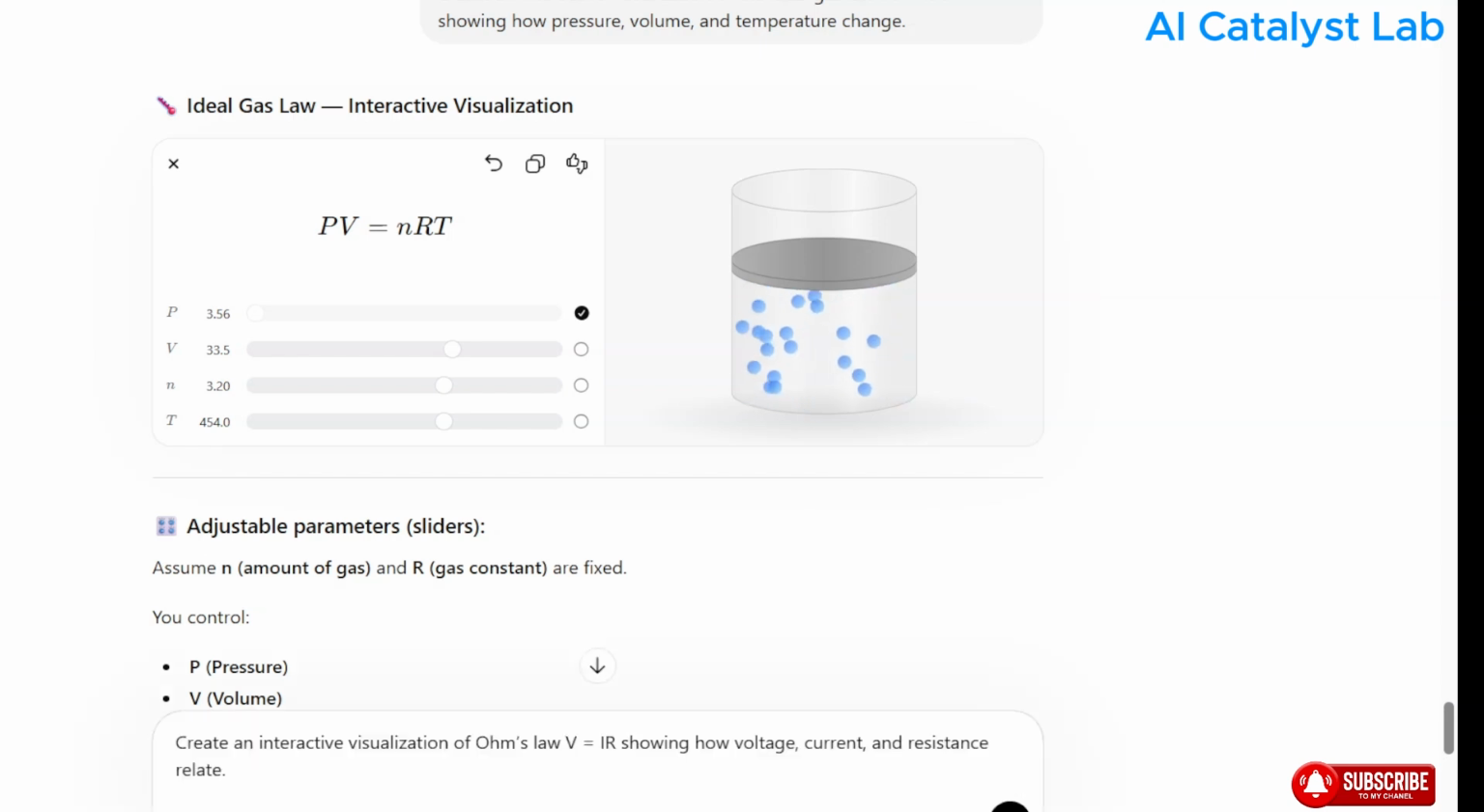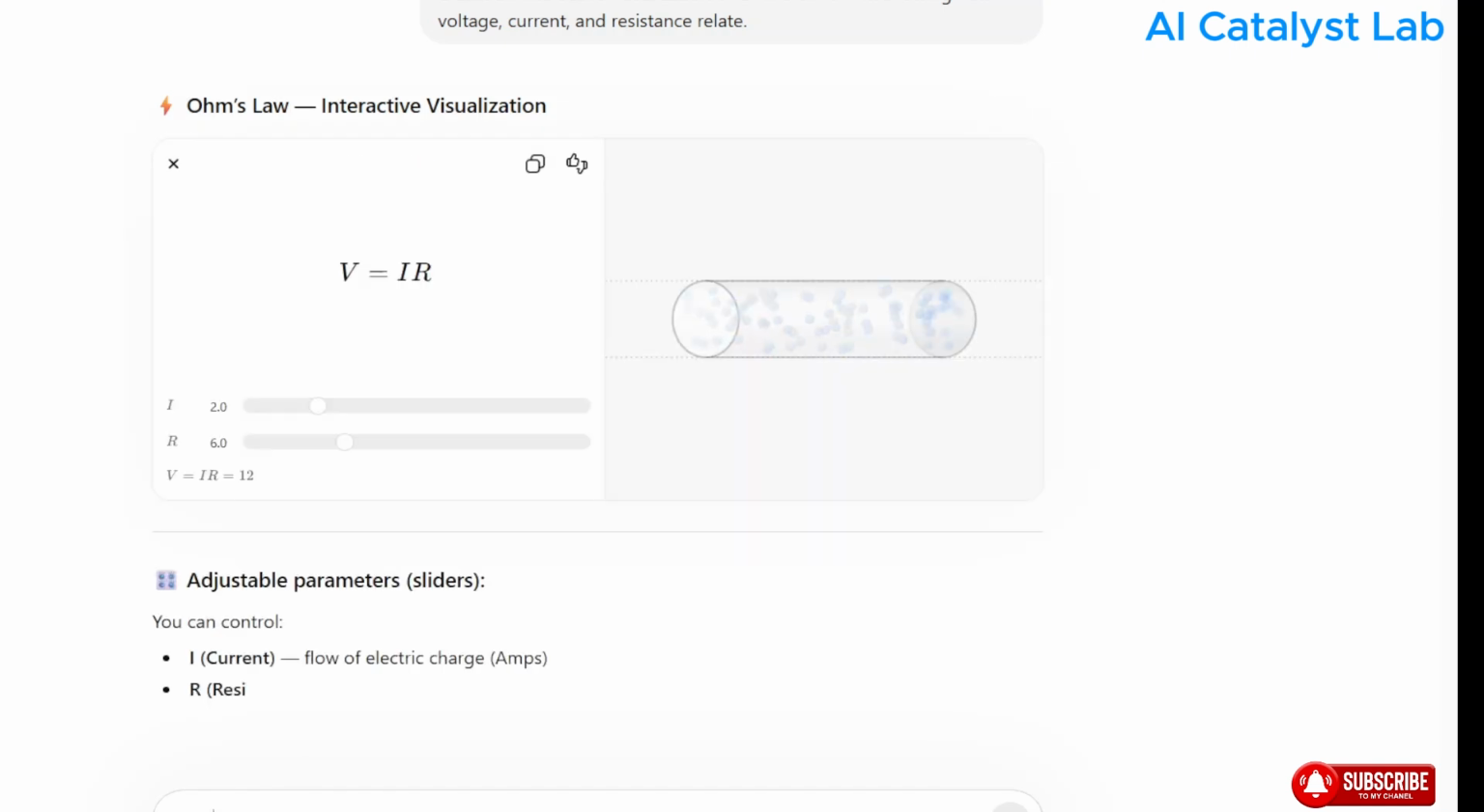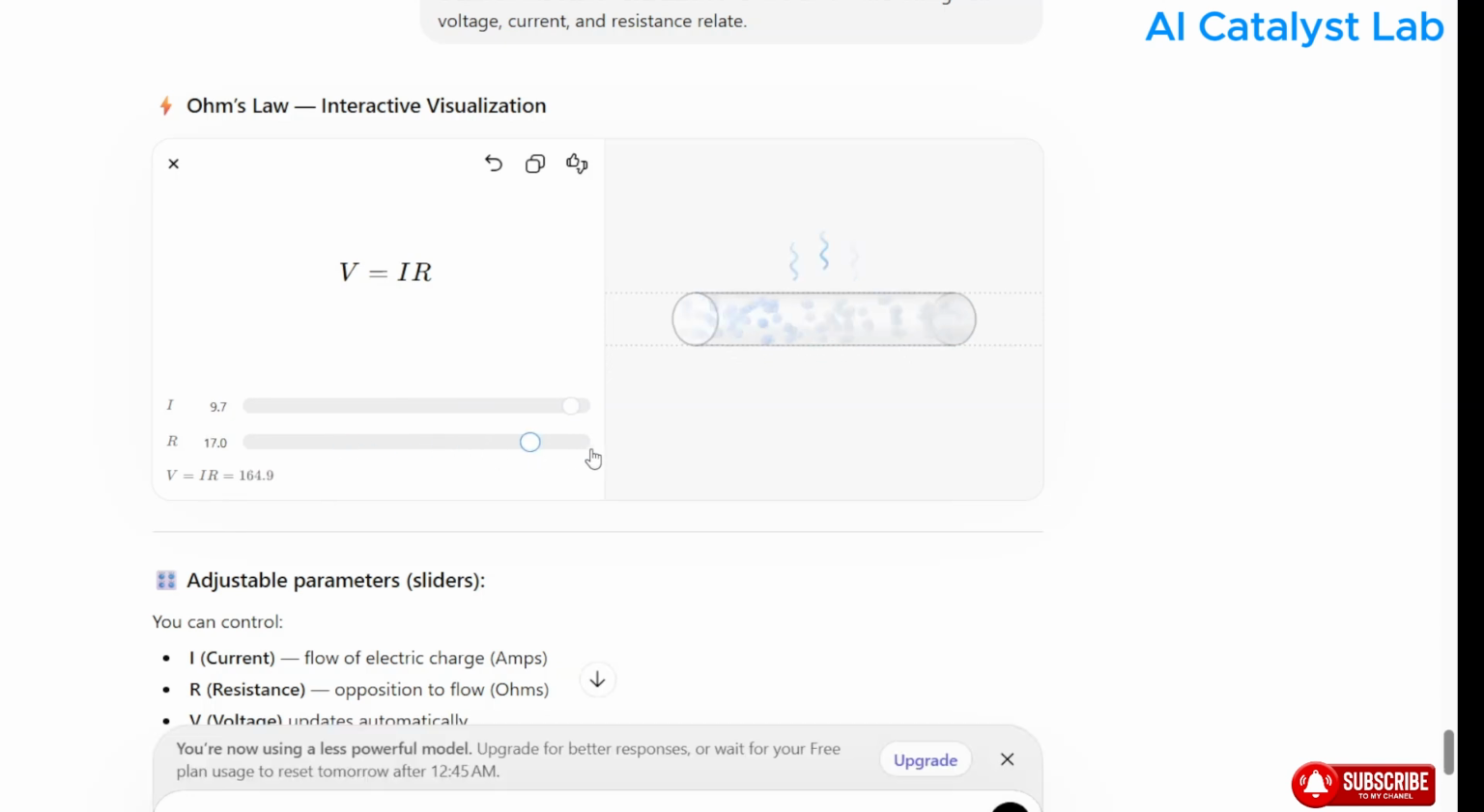So the next topic is Ohm's law, which is a very famous one. On the left side you can see the equation V is equal to IR. On the right side you have the visual of that equation. So by changing the value of I, you can see that the value of V is going to change. At the same time you have the graphic or visual expression of that equation on the right side as well.